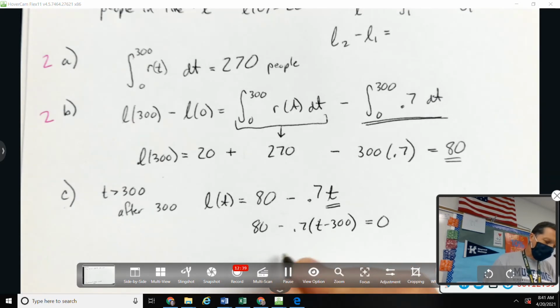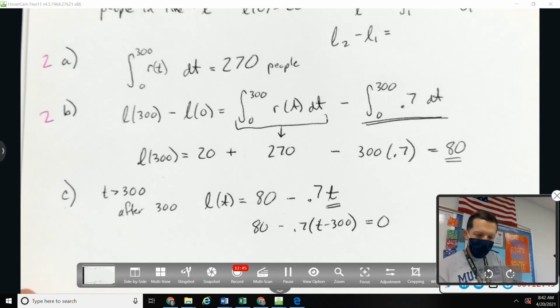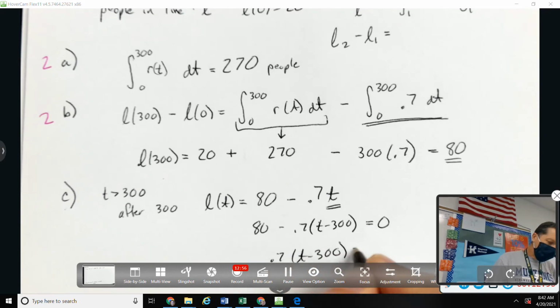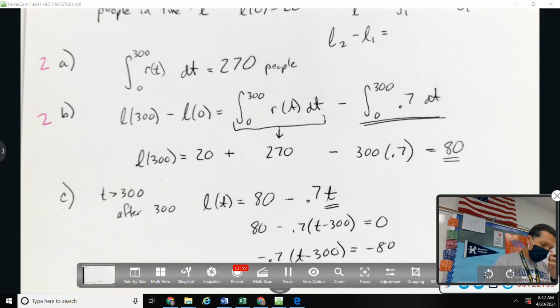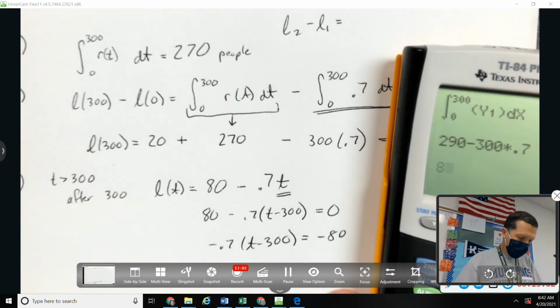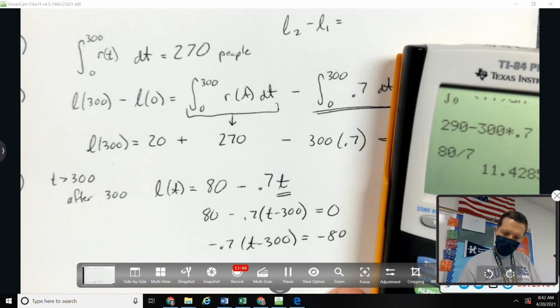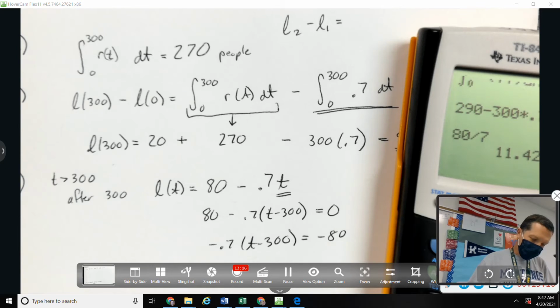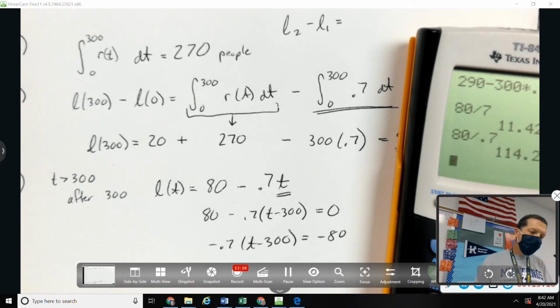So this is algebra now. But setting up the equation, I bet this is another 2 point. No, it was 1 point. Just get the answer right. So let's see, move things around. 0.7 times t minus 300 equals negative 80. 80 divided by 7 is 11.4. What did I do wrong? Oh, 80 divided by 0.7. That makes more sense. 114, there we go.